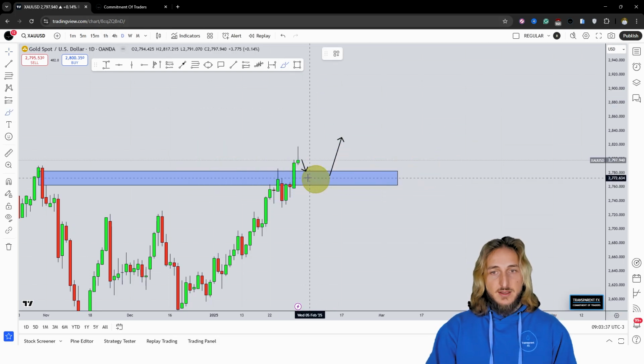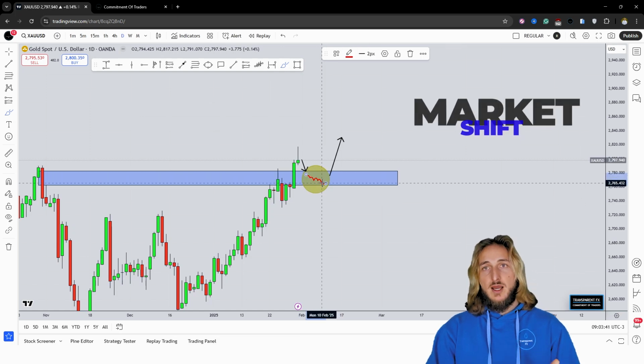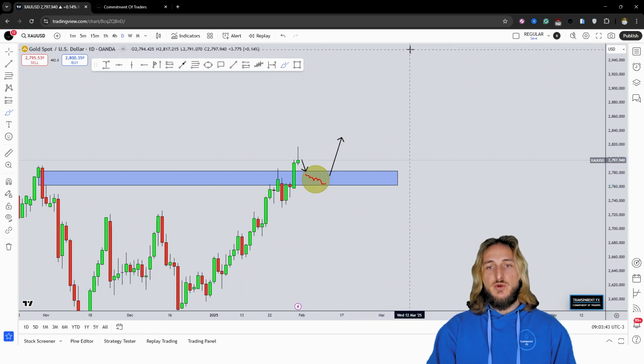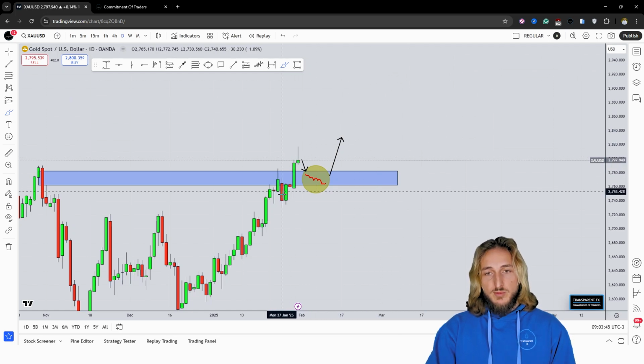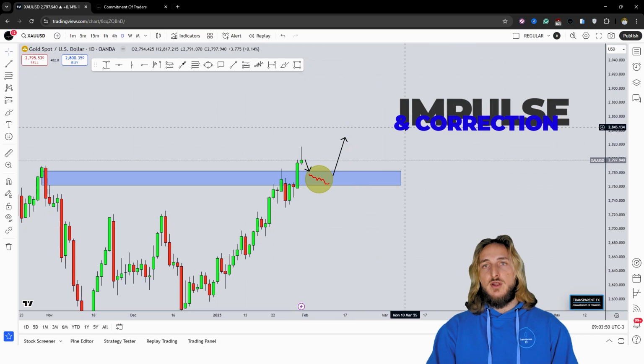Therefore, what I would expect is that if this market would shift from an intraday bearish to bullish market, I wouldn't be surprised to see a potential rejection to the upside for the market to complete this daily impulse correction and impulse pattern to the upside. That definitely wouldn't surprise me.